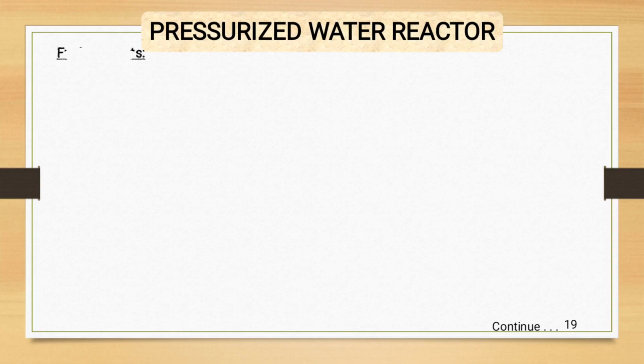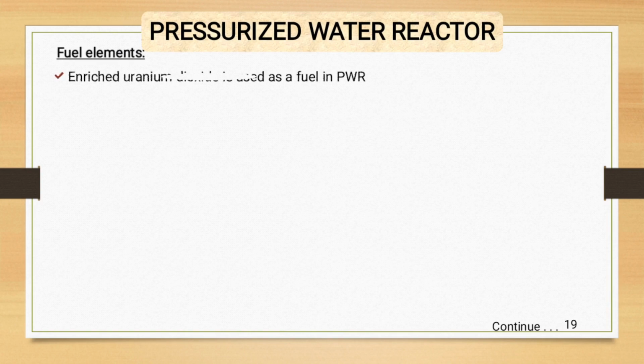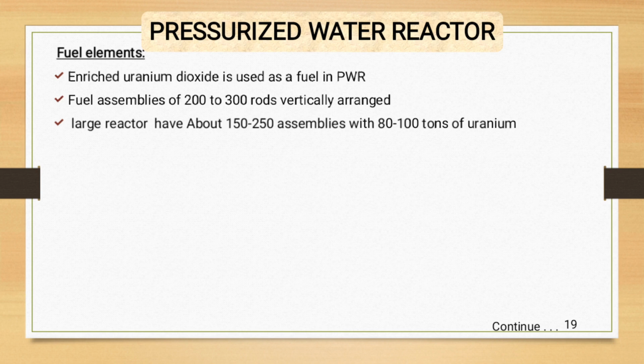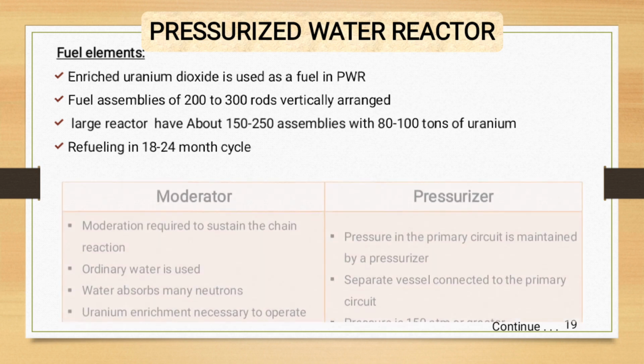The second type explained here is the pressurized water reactor. Fuel elements are enriched uranium dioxide. Fuel assemblies of 200 to 300 rods, vertically arranged, are used, and large reactors have about 150 to 250 such assemblies with 80 to 100 tons of uranium. Refueling is on an 18 to 24 month cycle.